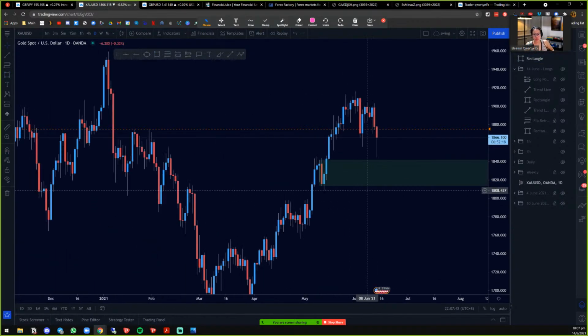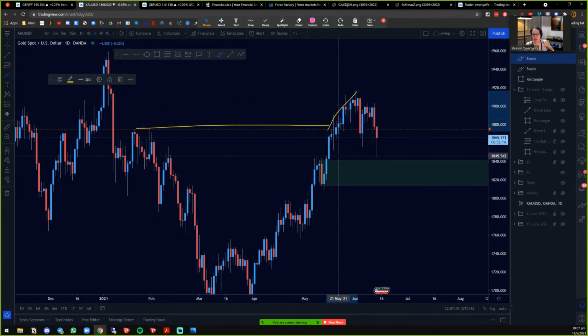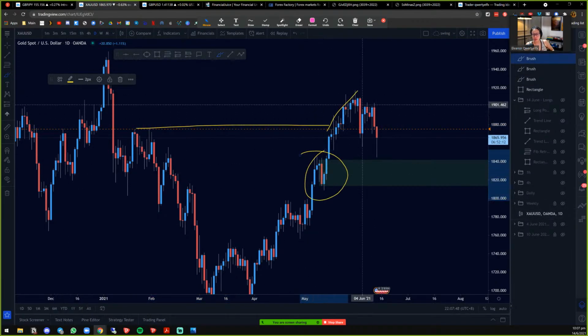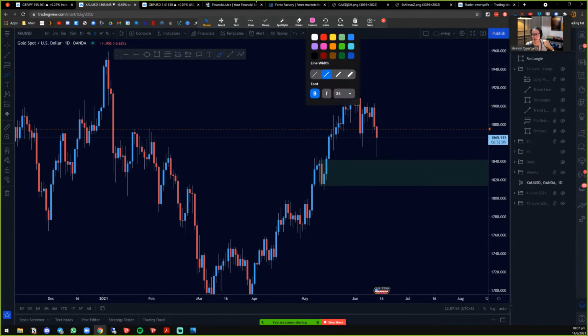So when price does a break of structure here, pushed up, this is the start of the move. So price will do a pullback into a daily area to continue higher. So price is definitely bullish on gold. This is just a temporary pullback.